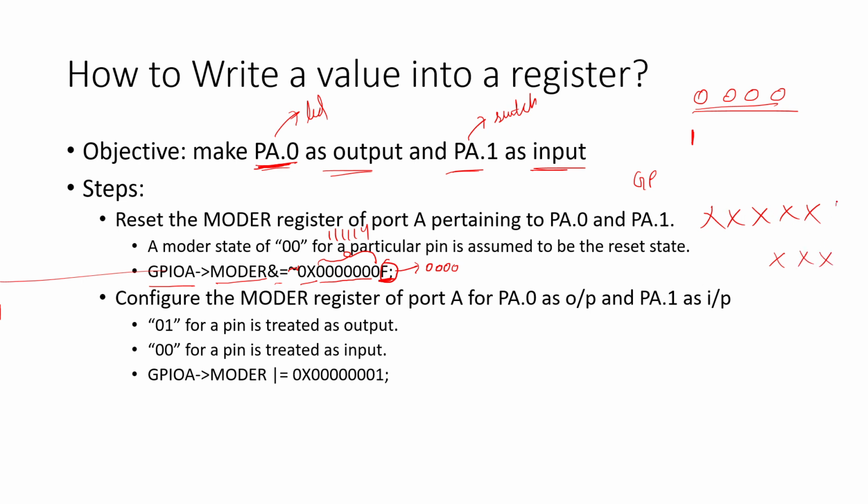So 3 4 5 6 7 8 9 10 11 12, and these are the last 4 bits, let's say. So if you are making AND with this, as the first 12 bits are ones, the AND operation won't affect any of these bits, and as the last 4 bits are zeros, the AND operation will push these last 4 bits into the 0000 state, which is the reset state that we desire.